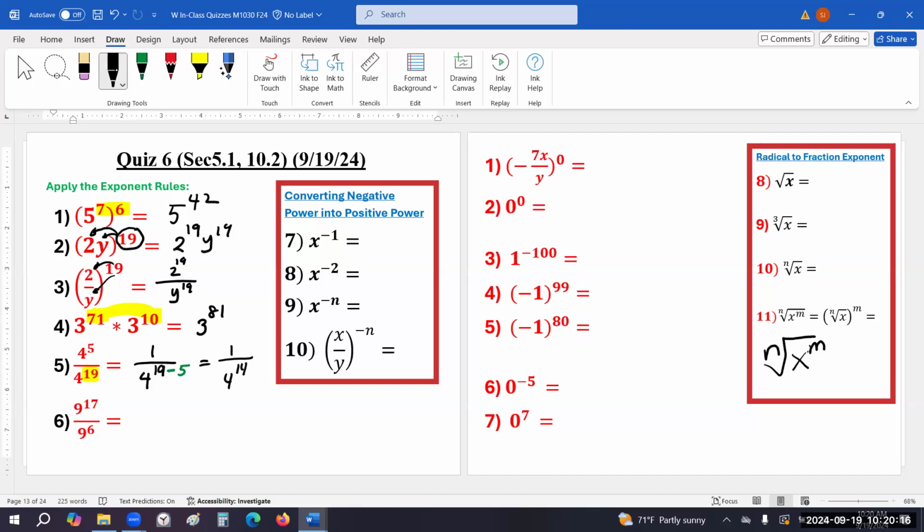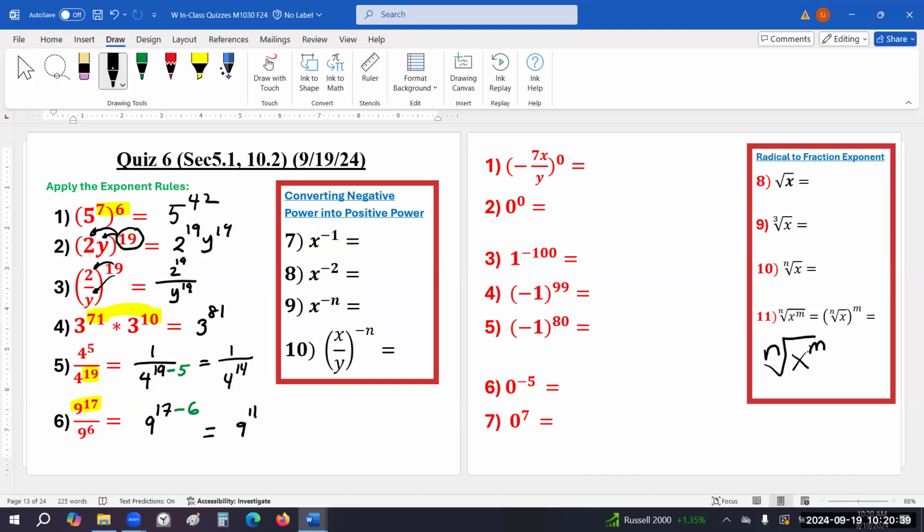Diana. 9 to the 11. This time our 17 is bigger. So we keep our 17 on the position of 9 to the 17 and subtract the 6 power from the denominator. So 9 to the 11.